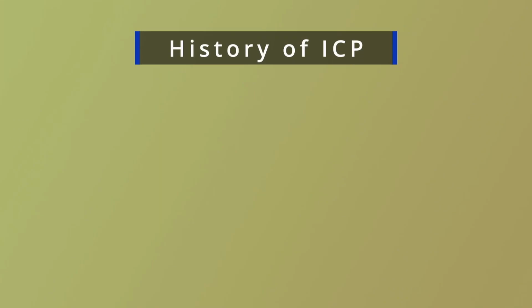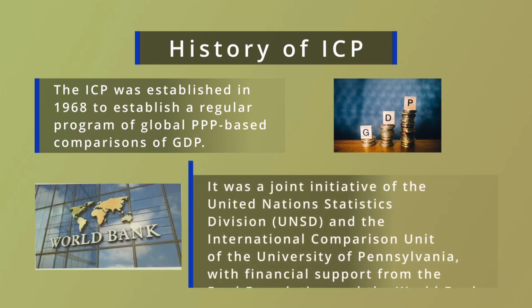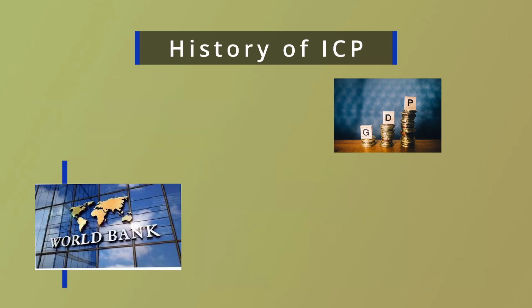Now we come to the historical development of ICP, the International Comparison Program. It was first established in the year 1968, and it was a joint venture of the United Nations Statistical Division, UNSD, and the International Comparison Unit of the University of Pennsylvania, with financial support from the Ford Foundation and the World Bank.